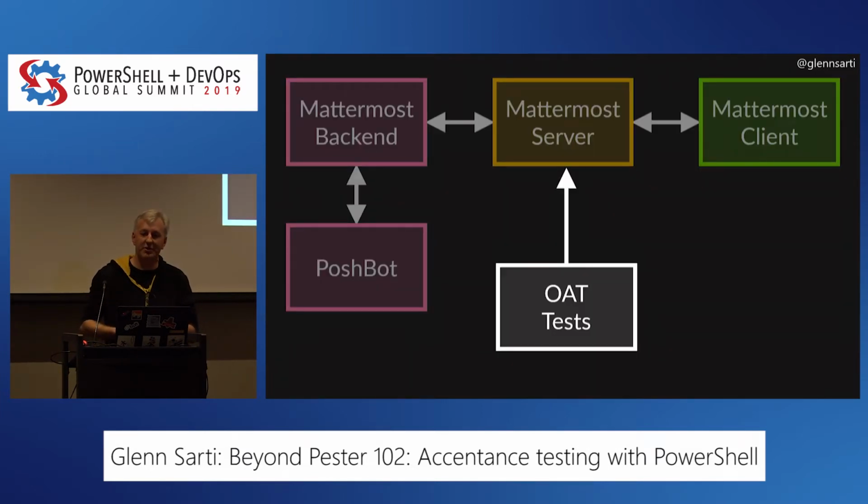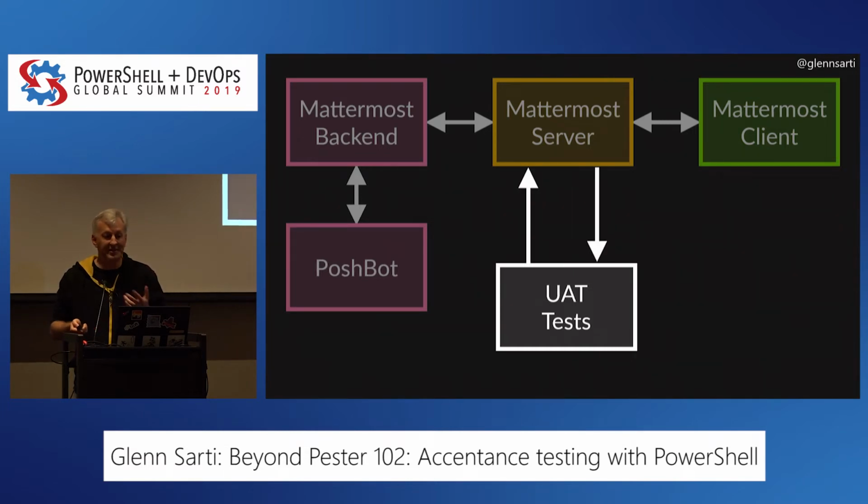The first of the tests we're going to write are going to validate that the Mattermost server is operating correctly, and these are going to be called operational acceptance tests. And the second, we're going to write some user acceptance tests, where we're going to simulate being a user and interact with the bot and expect certain responses. So let's start with the operational acceptance tests.